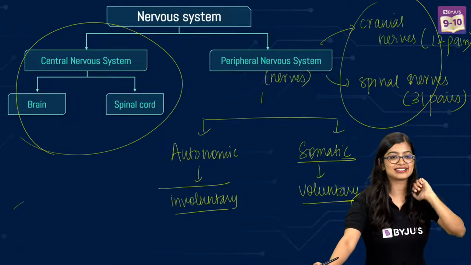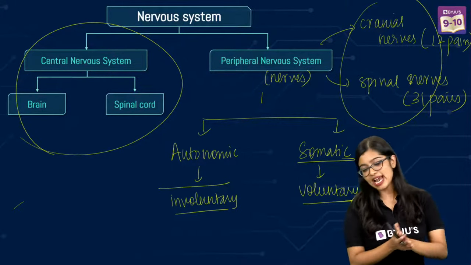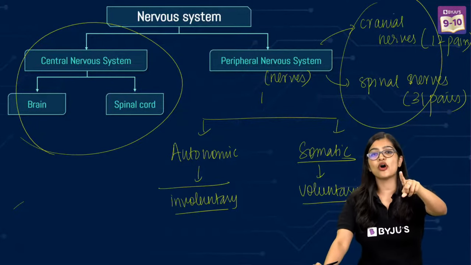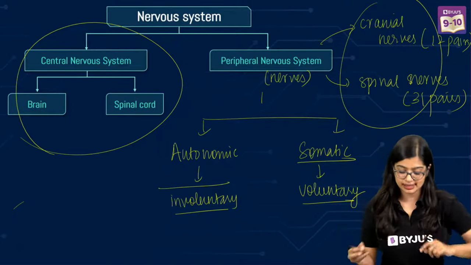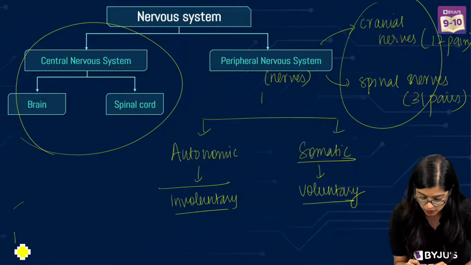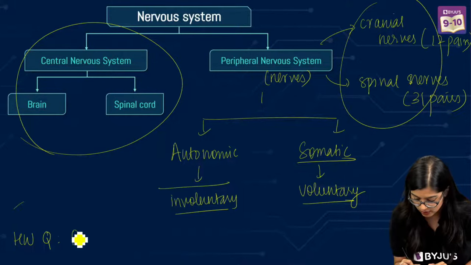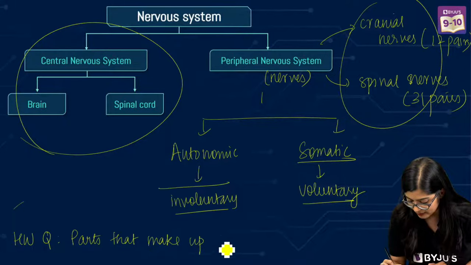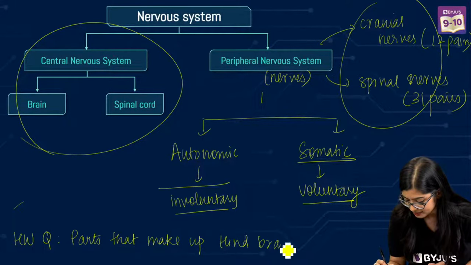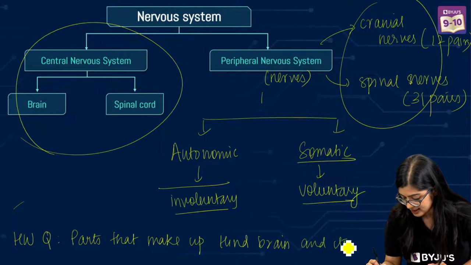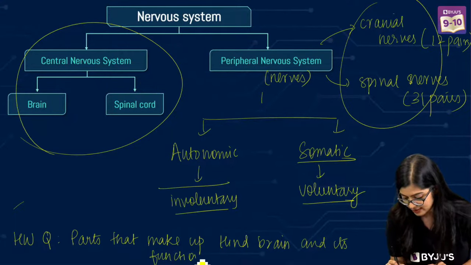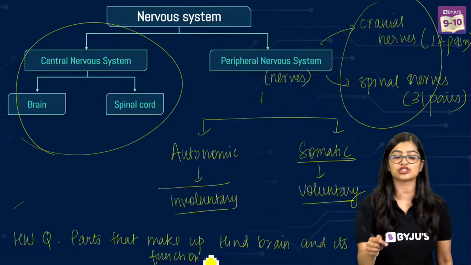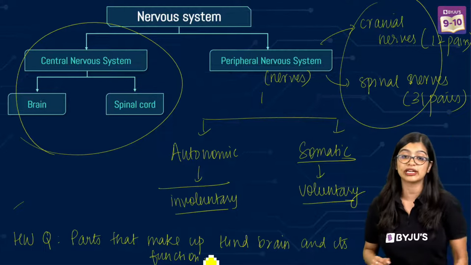All right. Very good. So very quickly, everybody, before I wind up, I have a homework question for all of you. I want all of you to tell me what are the parts that make up the hind brain, right? So this is your homework question: parts that make up the hind brain and its function. All of you must be able to write the answer in the comment section and I will be checking it so that tomorrow we can discuss.